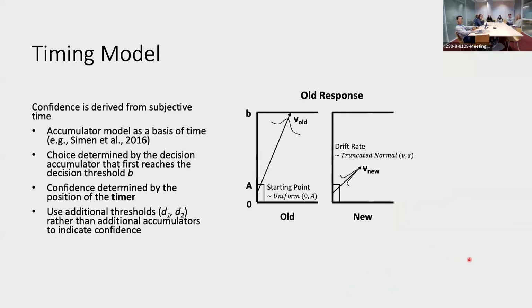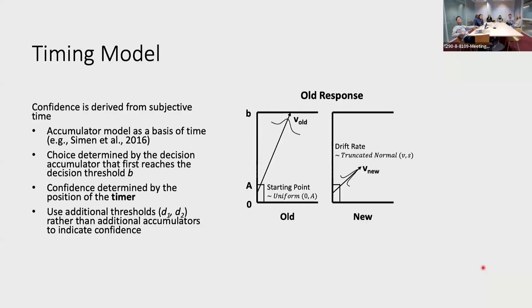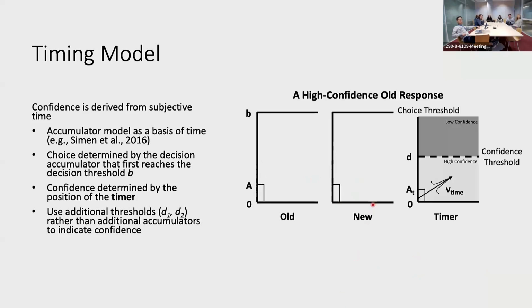And finally, there is the timing approach. This is a new model we propose, which only uses subjective time to derive confidence. With an unknown decision, this model is exactly like the basic LBA model or the two-choice MTR model without correlation. How it differs from MTR is that instead of comparing the decision accumulators, it uses an additional timing accumulator that serves as a subjective measure of time to calculate confidence.